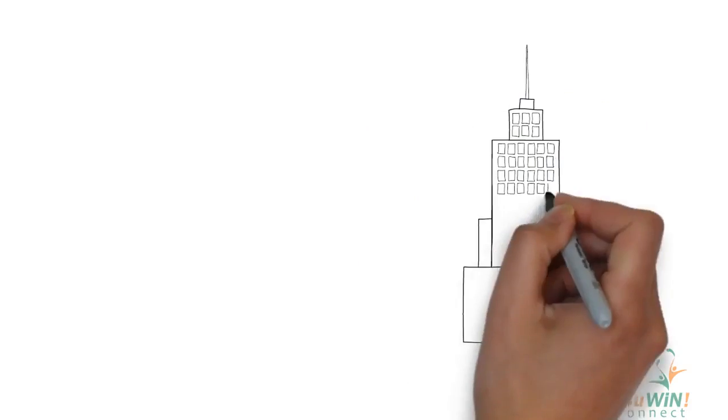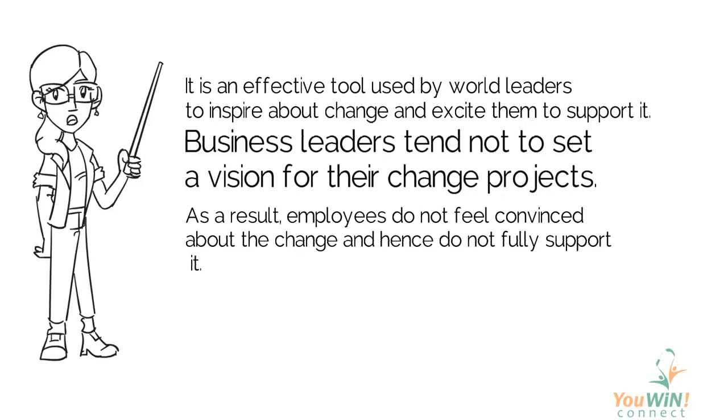For example, a company's vision may be to find solutions that help it reach global standards. It is an effective tool used by world leaders to inspire change and excite supporters to follow them. Business leaders tend not to set a vision for their change projects. As a result, employees do not feel convinced about the change and hence do not fully support it.